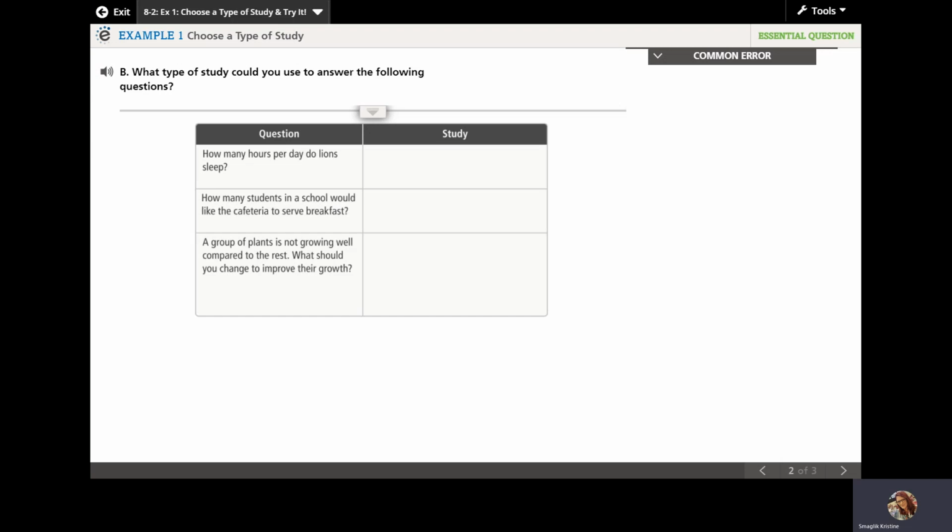So our first question, how many hours per day do lions sleep? Well, we certainly couldn't do a sample survey on them. We'd have to ask them a set of questions. That's not going to happen. You don't need to apply a treatment to them, but if you observe them, you can watch how many hours per day they're sleeping and then record that data.